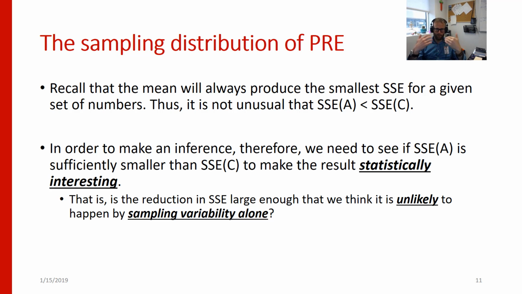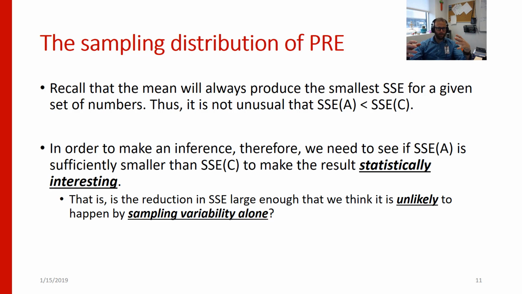This relates to the same reason why we had to divide the standard deviation by n-1 rather than n. The sum of squared errors around a sample mean is always going to be closer to that sample mean than to the population mean, which constricts the sum of squared errors in your augmented model. Thus, it's not surprising that SSEA was smaller than SSEC. In order to make an inference, we need to decide: was SSEA sufficiently smaller than SSEC to make the result statistically interesting?